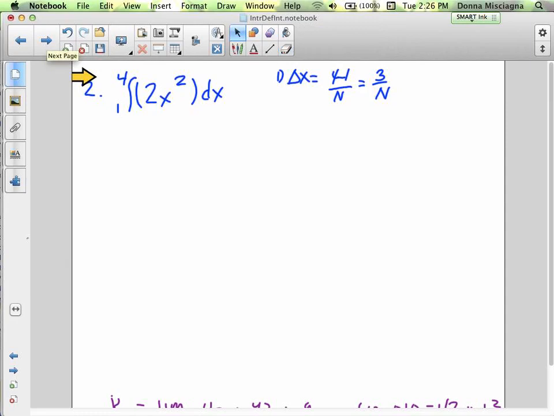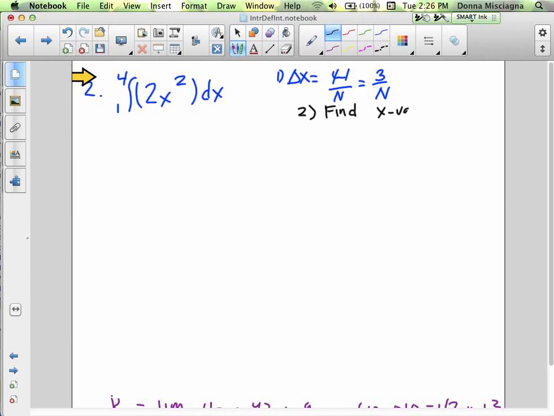That would be our step 1. Our step 2, let's find x values. All right, so we're starting with 1. Right? So it's going to be f of 1 plus 3 over n, j. And watch how many different n's I use in the course of this. All right, there's our x value. Step number 3.